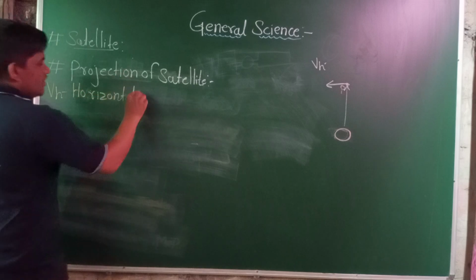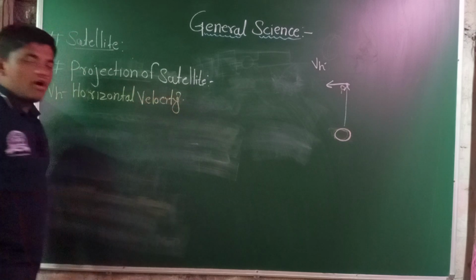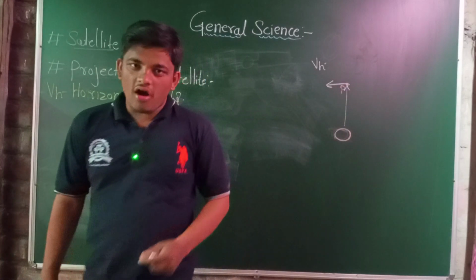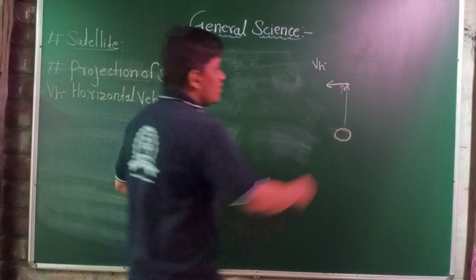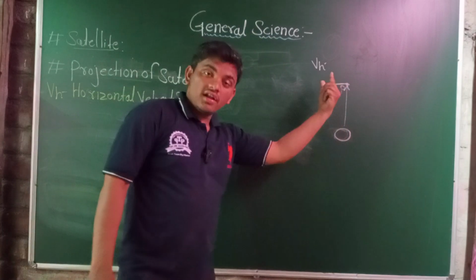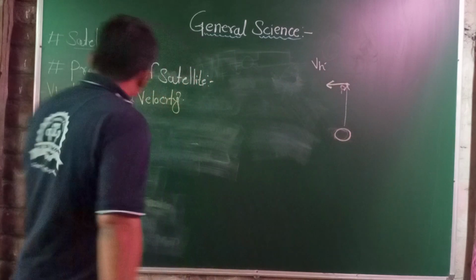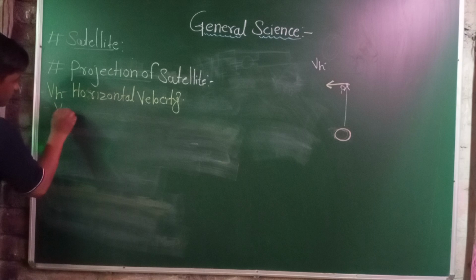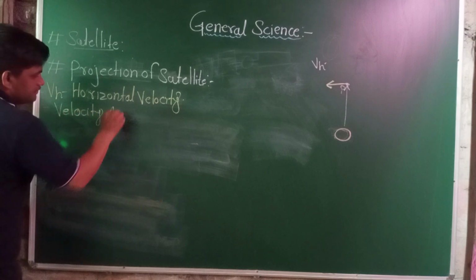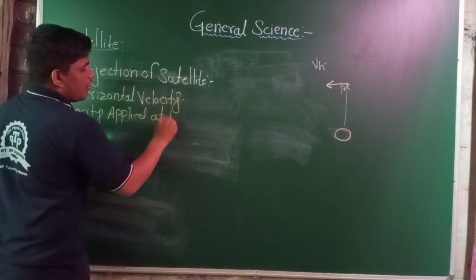This horizontal velocity is also known as tangential velocity. It is the velocity applied at the point of projection, at 90 degrees to the vertical direction. This is the horizontal velocity which makes the satellite revolve around the earth.